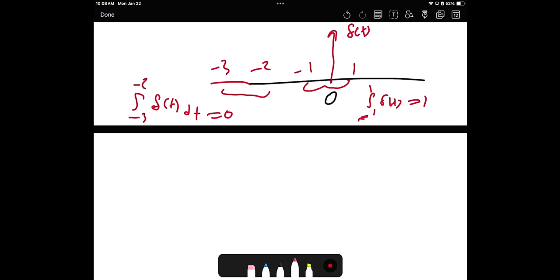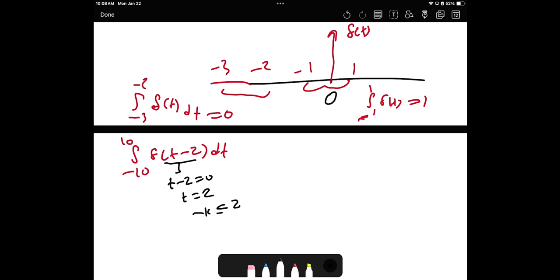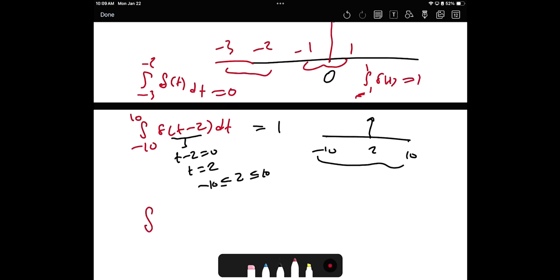So here is an example. Let's assume we need to do the integral between negative 10 and 10 of delta of t minus 2 dt. By looking here, it's t minus 2. T minus 2 equals 0, therefore t equals 2. Now, is 2 between negative 10 and 10? Yes, therefore it will be 1. Because again, here is the arrow, here is 2, here is negative 10, here is 10, so you are including the arrow.